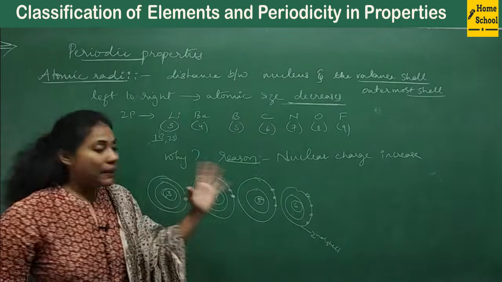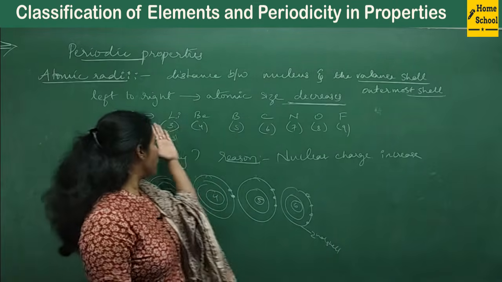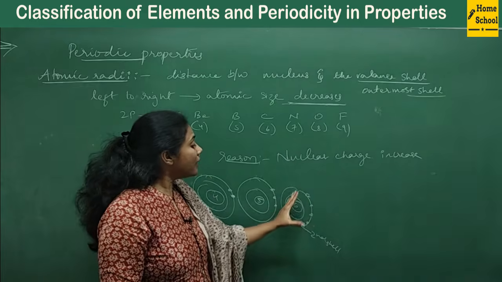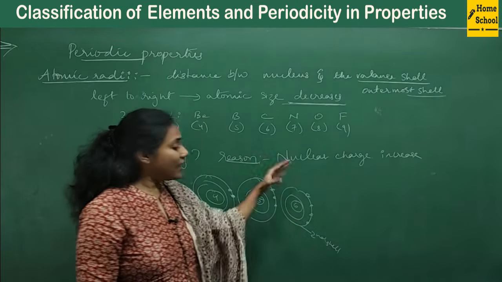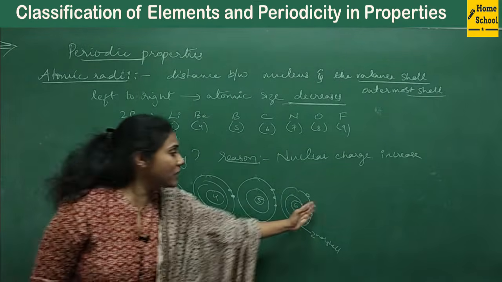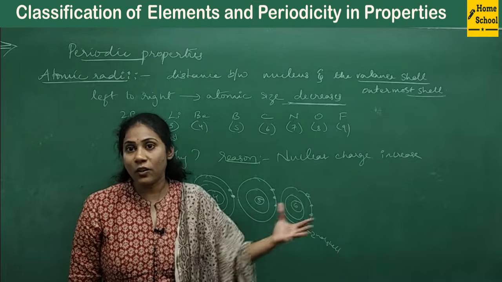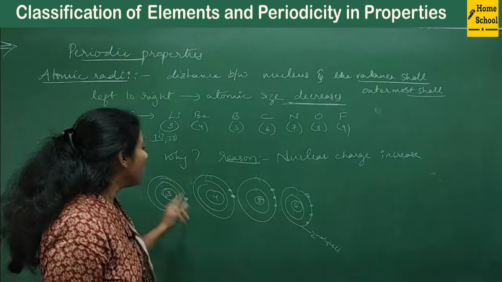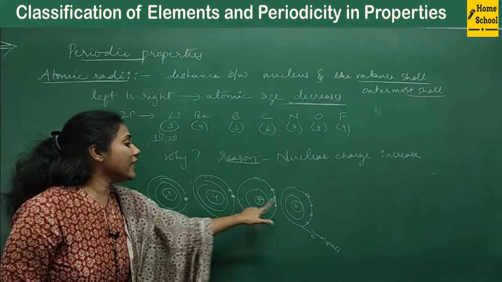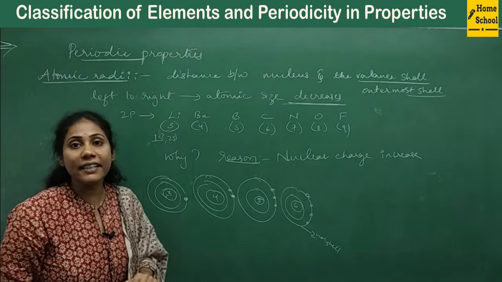So your number of electrons are increasing as you go from lithium to fluorine, but those electrons are there in a second shell. Shell number is not increasing. All electrons are present in a second shell only. I am talking about valence electrons. What is increasing is nuclear charge. Number of protons are increasing.